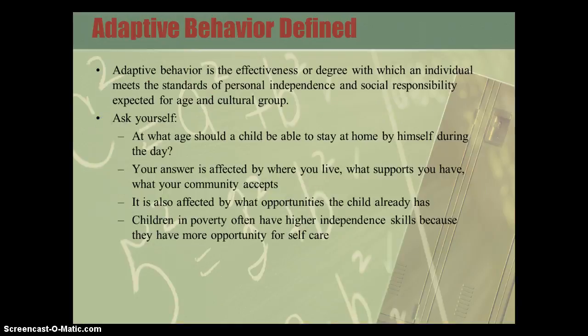Okay, so assessing adaptive behavior. Adaptive behavior is the effectiveness or degree with which a person meets the standards of personal independence and social responsibility for age and cultural groups. So ask yourself, at what age should a kid stay at home by himself during the day? Your answer is affected by where you live, what supports you have, and what your community accepts. It's also affected by what opportunities the child has already had. Children in poverty have higher independence skills because they have more opportunity for self-care. So this is one set of tests where kids in poverty actually do better, is adaptive behavior.